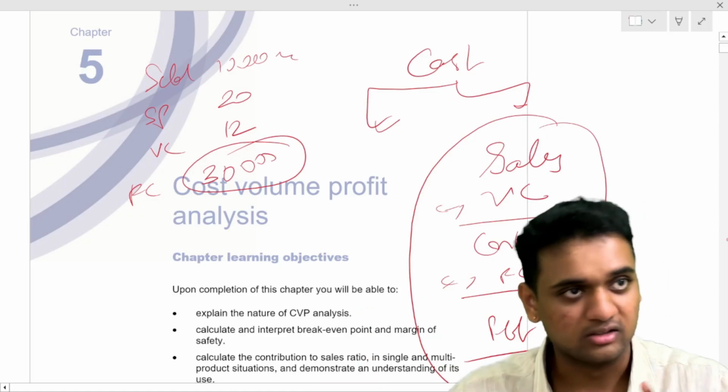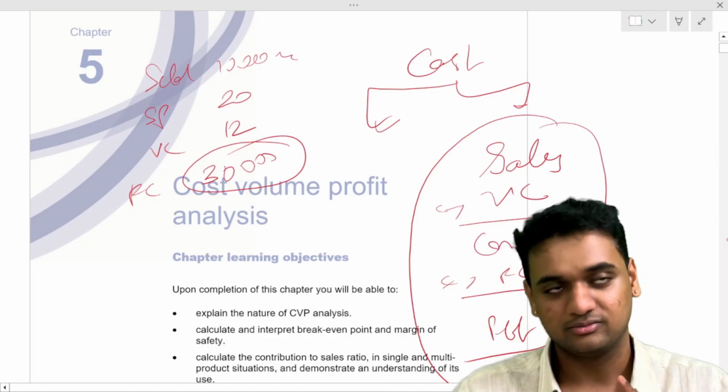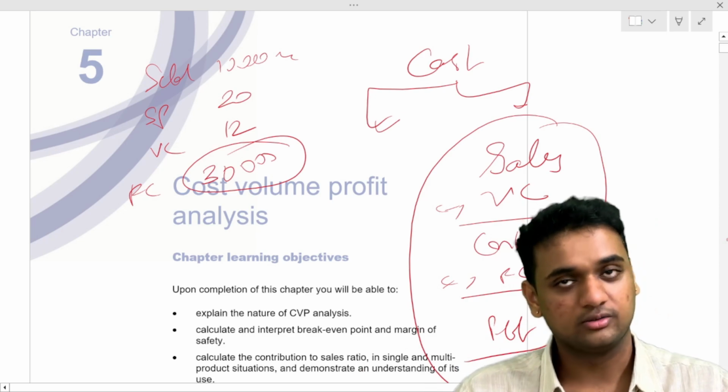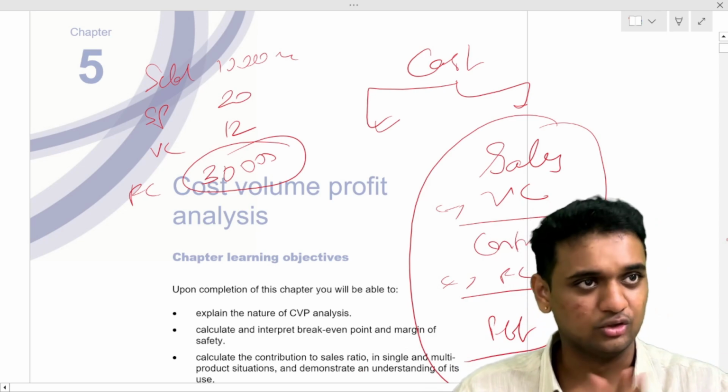With this format, we can do wonders. I will tell you how. With this format today, we are going to do wonders. I will tell you how we are going to do it. Understood this now?